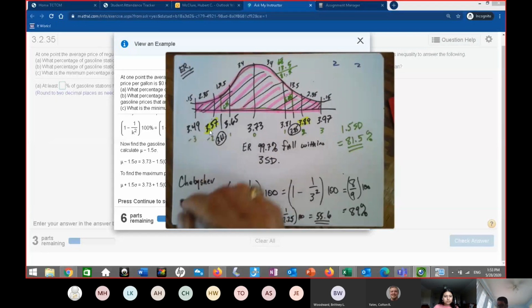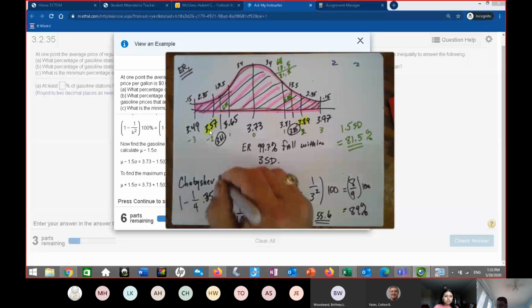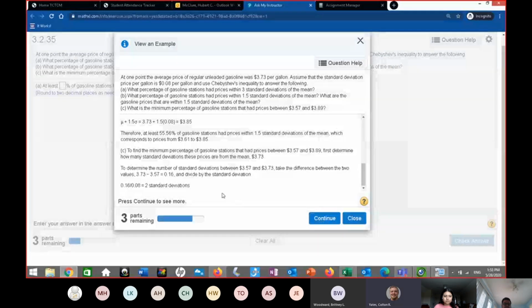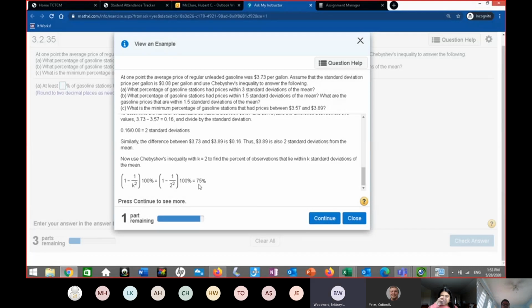So Chebyshev would be 1 minus 1 over 4, which is 3/4, and 3/4 is 0.75. 0.75 times 100 is 75%. So 75 would be your last answer. Two standard deviations, there you go. And it should be 75%.